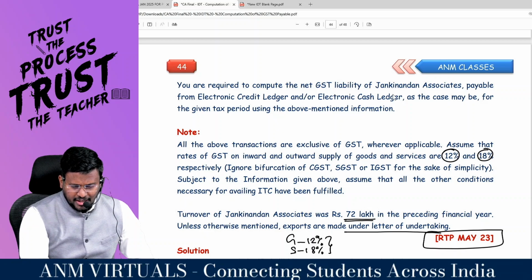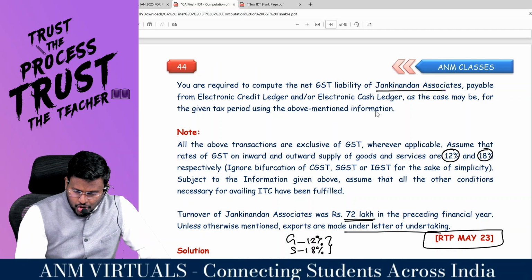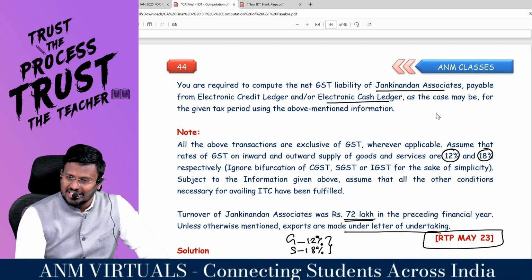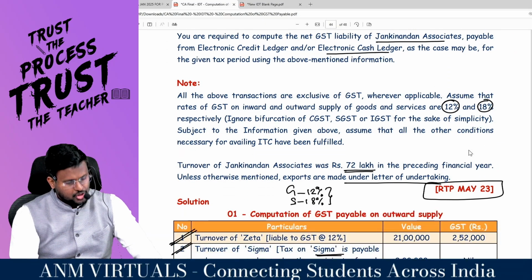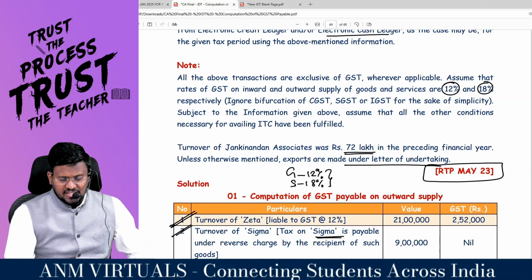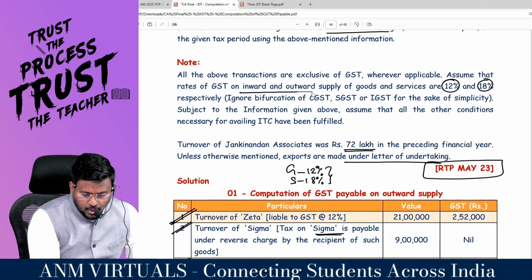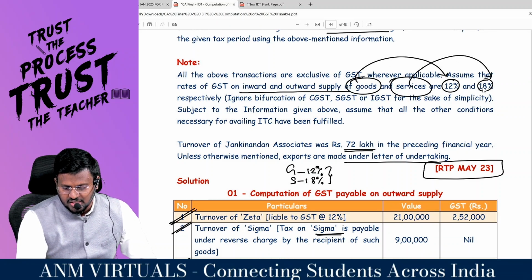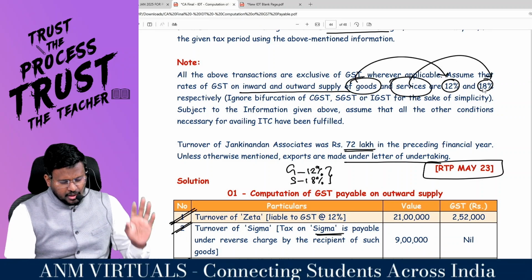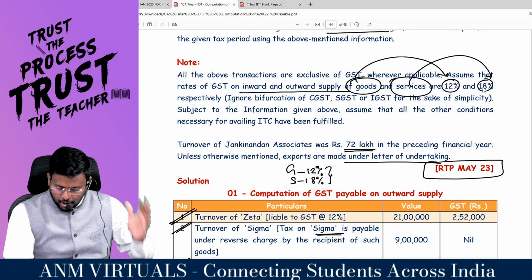You are required to compute the net GST liability of J Associates payable from electronic credit ledger or electronic cash ledger, as the case may be, for the given tax period using the above mentioned information. All the above transactions are exclusive of GST wherever applicable. Assume that rate of GST on inward and outward supply of goods is 12% and services is 18% respectively. Ignore bifurcation of CGST, SGST, IGST. We don't want 3 column, 4 column and all.